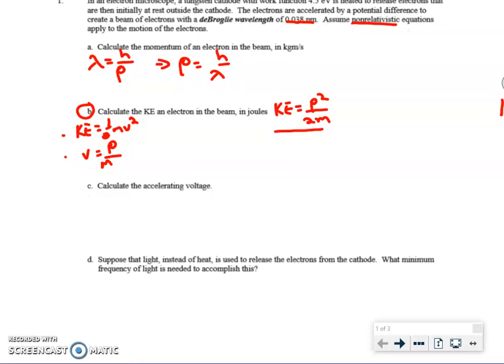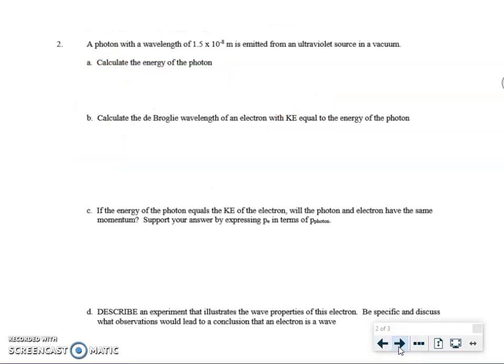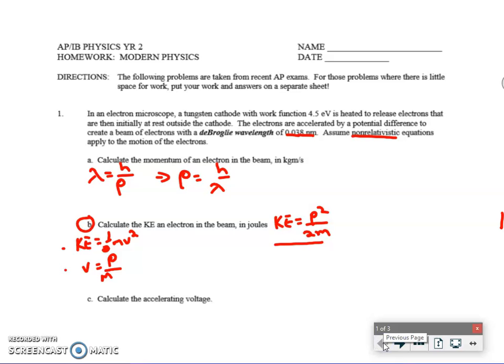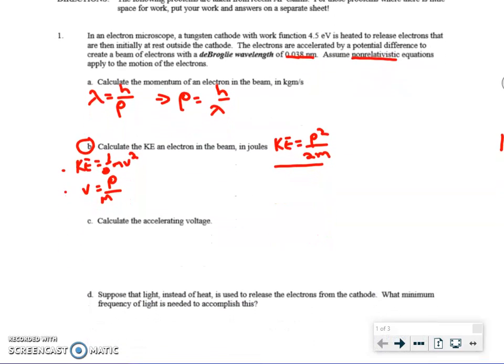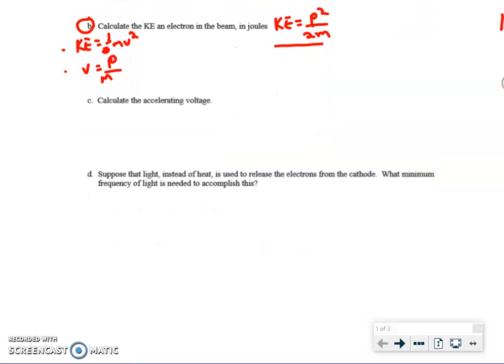All right, next question: calculate the accelerating voltage. You're able to accelerate the electron because it has a charge, and charges can be given energy by putting them across an electric field with a voltage. So the kinetic energy that you found here is equal to the charge of the electron multiplied by that accelerating voltage. That's pretty straightforward. There doesn't have to be anything figured out separately from there.